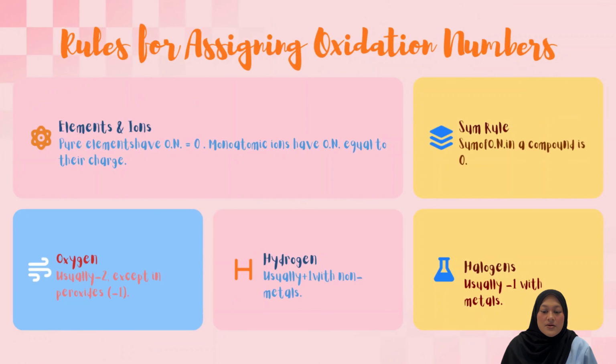Rules for assigning oxidation numbers. First, elements and ions. Pure elements have an oxidation number equal to 0. Monoatomic ions have an oxidation number equal to their charge. Second, sum rule. The sum of oxidation numbers in a compound is 0. Third, oxygen. Usually -2, except in peroxides, which is -1. Next, hydrogen. Usually +1 with non-metals. And the last one is halogens, usually -1 with metals.